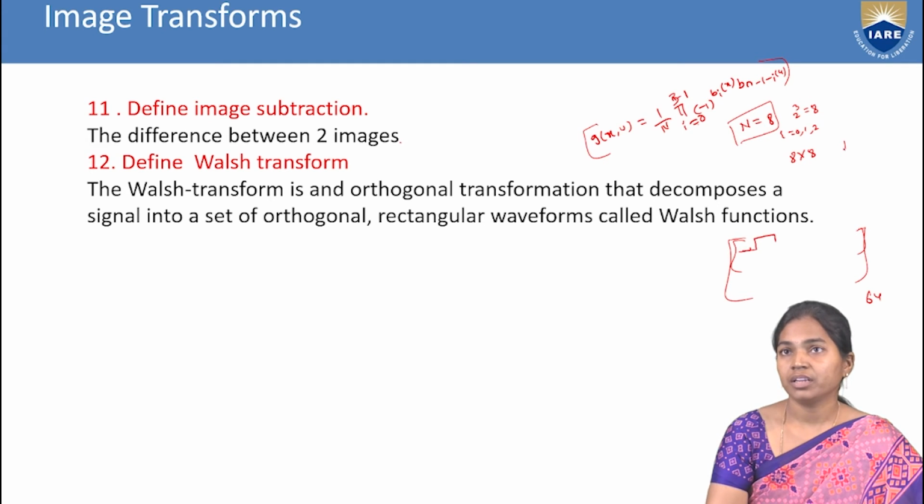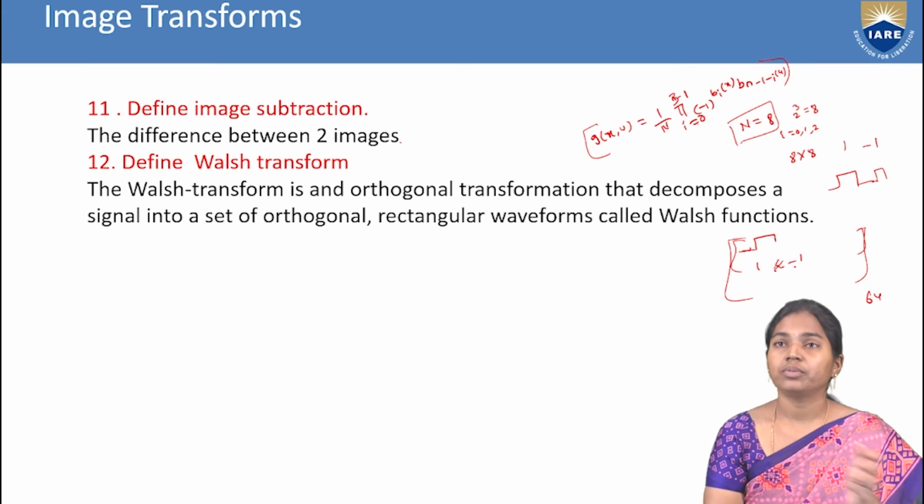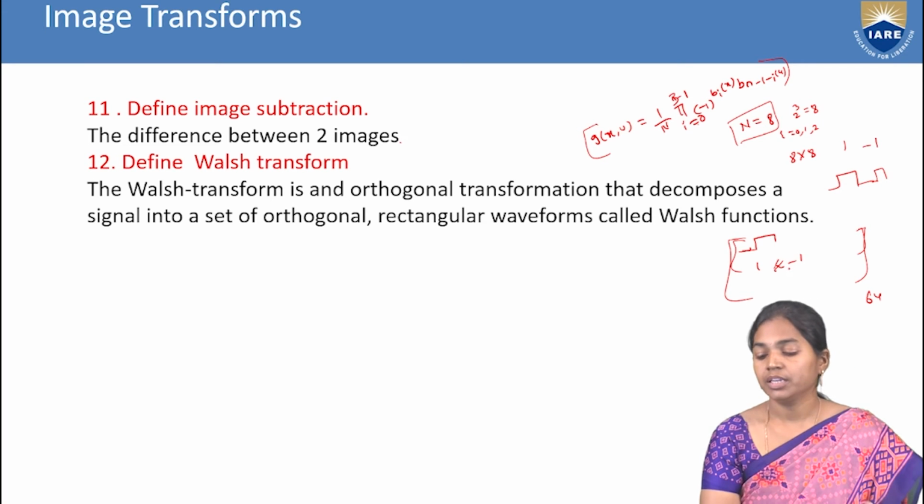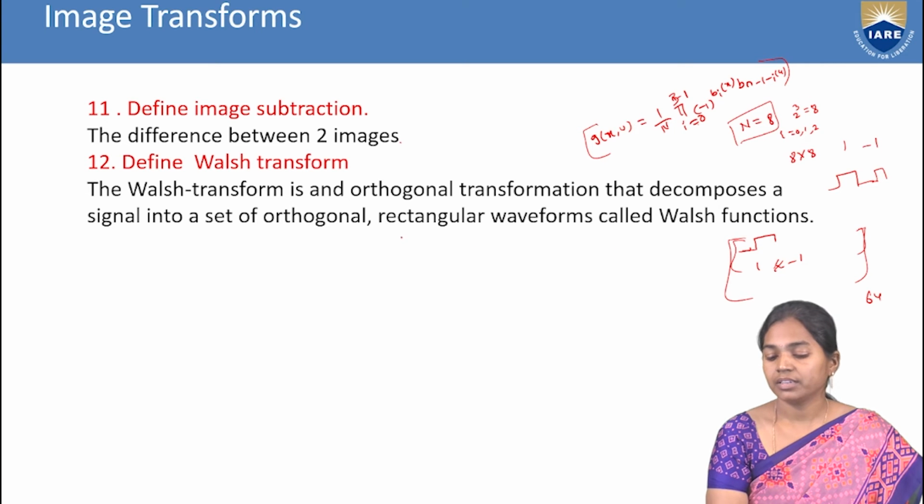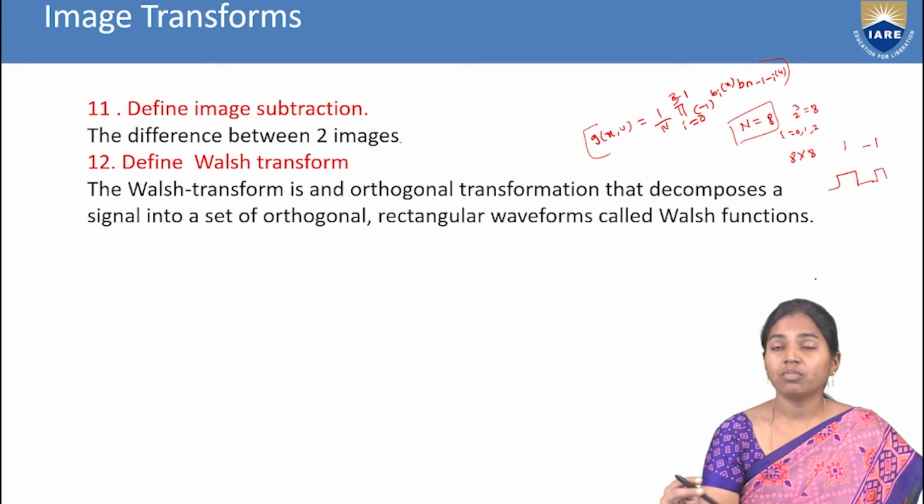The 64 coefficients are represented in the form of a waveform. If the value is 1, it is represented at a high level. If it is minus 1, it is represented at a low level. So the coefficients are all either 1 or minus 1 only, and based on this they are represented as rectangular waveforms. So this is the 1D kernel of the Walsh transform.